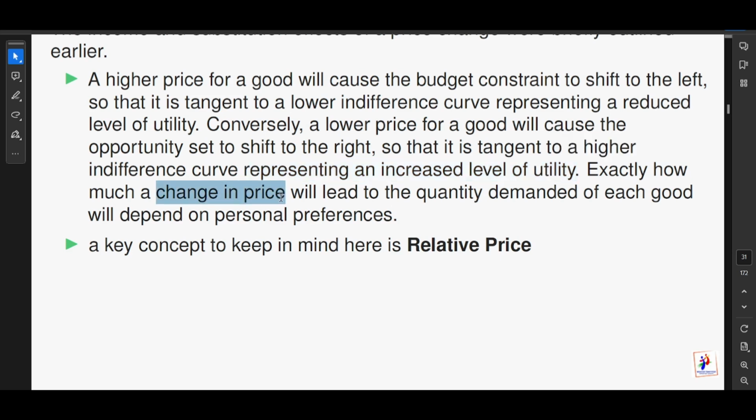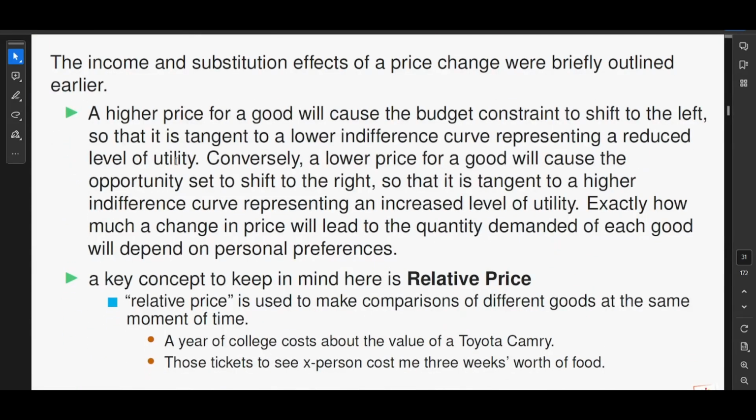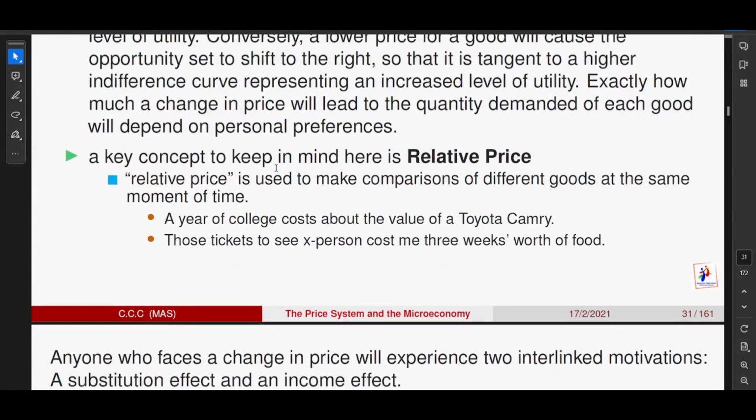Exactly how much change in price will lead to the quantity demanded of each good will depend on personal preference. A key concept to keep in mind is the relative price. It says the income and substitution effect of a price change were briefly outlined earlier. Why in this slide it came out different.